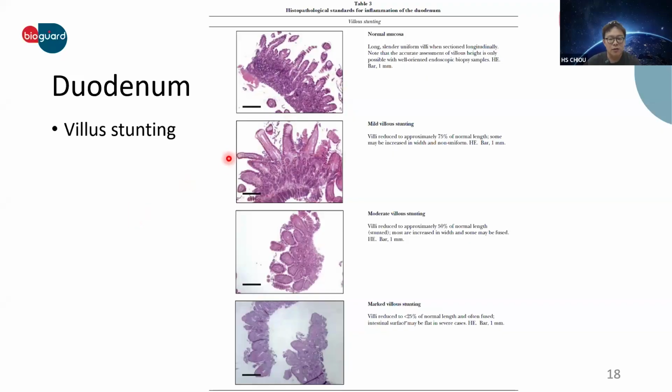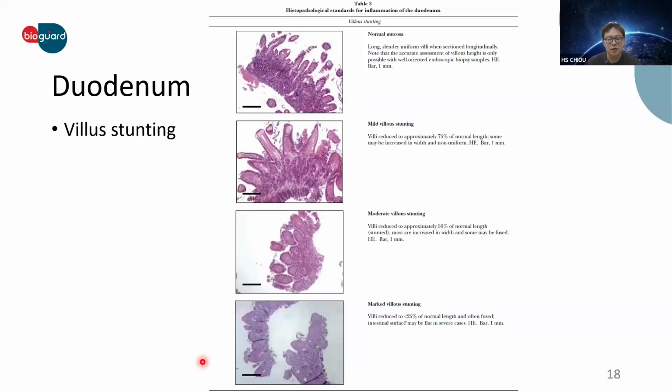With mild stunting, villi are shortened to about 75% of normal length and may appear slightly wider and irregular, but the overall structure is still preserved. In moderate stunting, villi are reduced to around 50% of normal height, becoming broader, and some may start to fuse, indicating more significant mucosal injury. In marked stunting, villi are severely shortened or even fused, and the surface may appear flattened, like this.